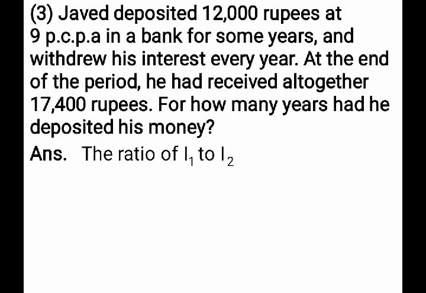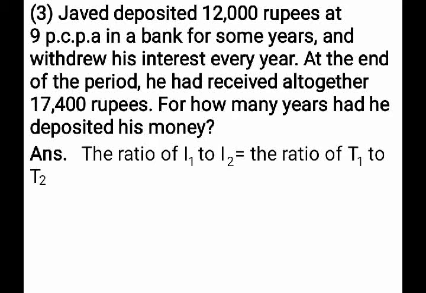That is, the ratio of I1 to I2 is equal to the ratio of T1 to T2. The ratio of I1 to I2 means the ratio of interest 1 to interest 2, and the ratio of T1 to T2 means the ratio of time 1 to time 2. Now you have to write the fraction form of I1 to I2 on the left side and the fraction form of T1 to T2 on the right side.